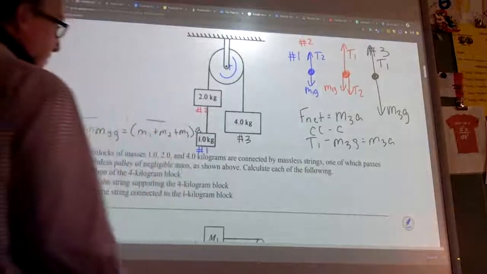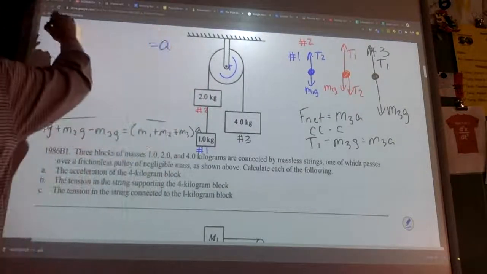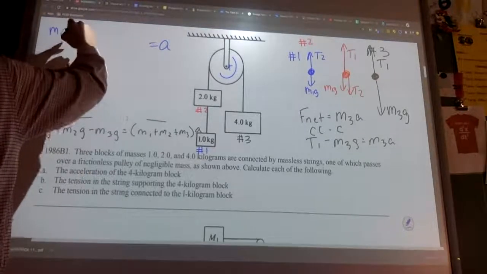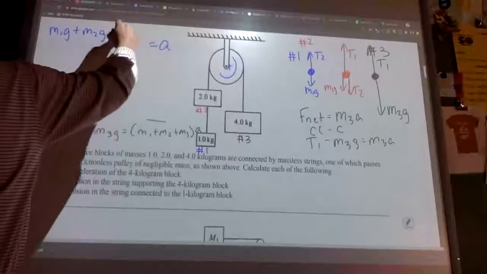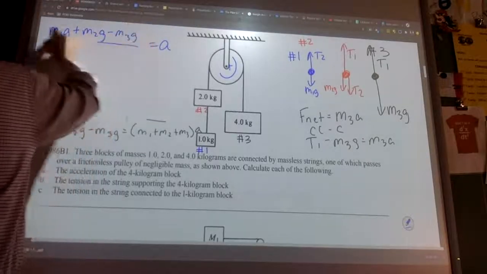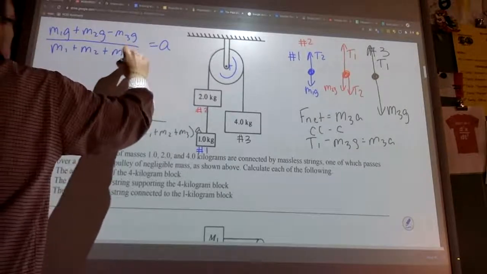So I'm going to divide by the sum of the masses, and I'm going to get that acceleration is going to be equal to M1G plus M2G minus M3G over the sum of the masses.